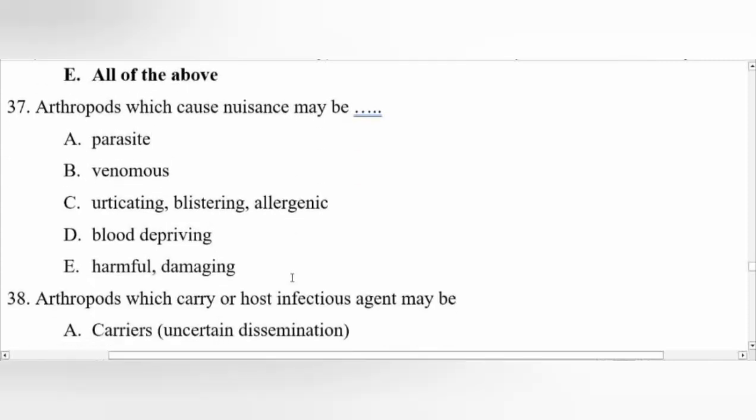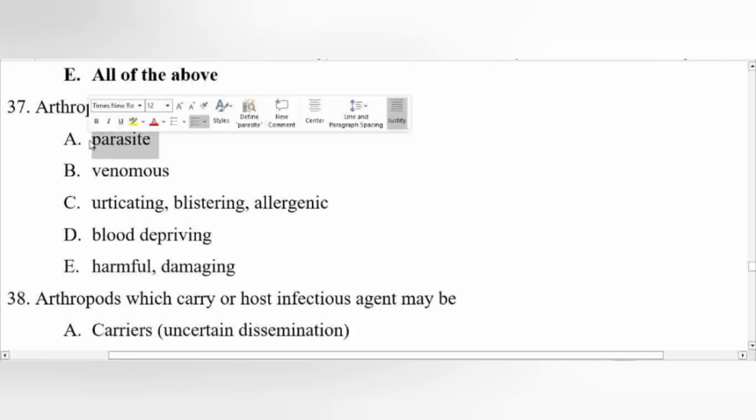Now, question number 37. Arthropods which cause nuisance may be. The option A is parasite, B venomous, C urticating or blistering or allergenic, D blood depriving, and then E is harmful or damaging. So which one is our best option? Okay, or options?